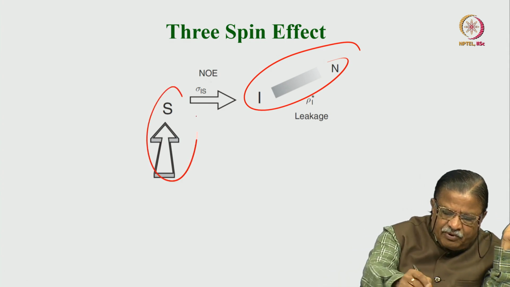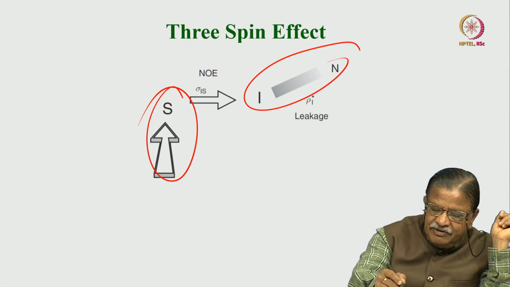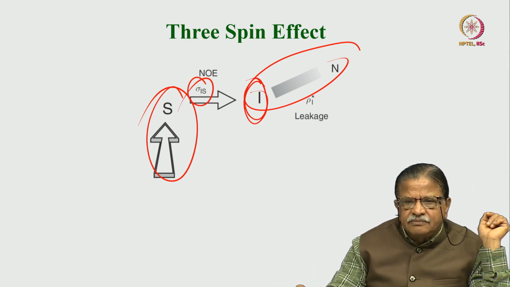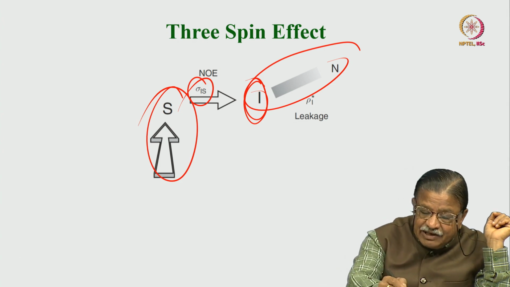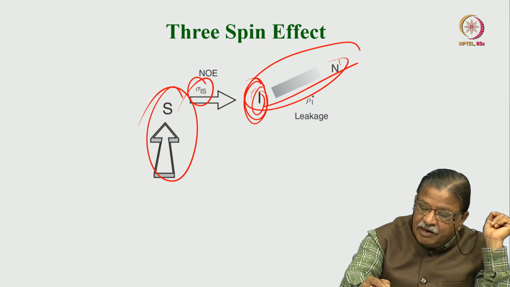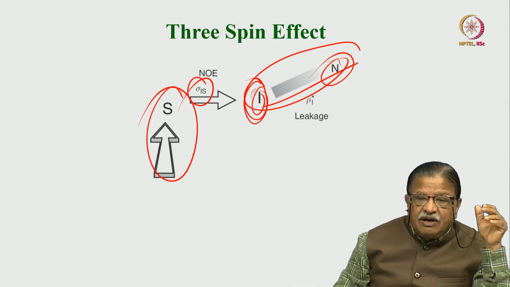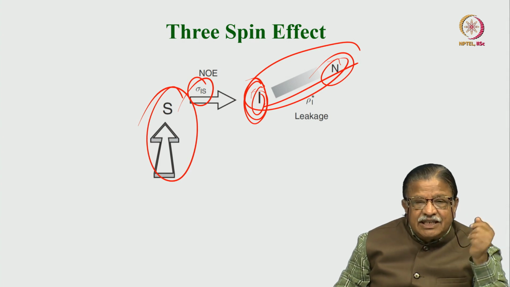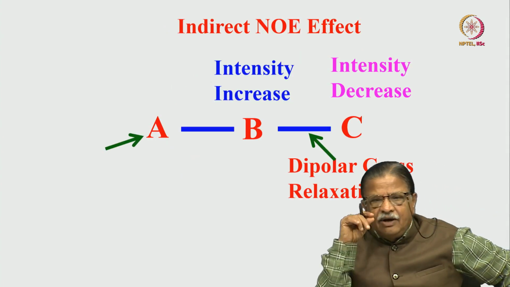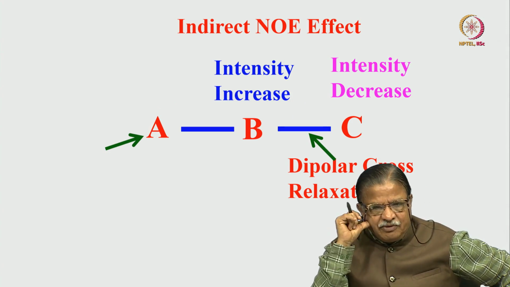I am irradiating proton S, let us say, and it is giving NOE because of cross correlation with the I spin. But there can be a leakage from this I spin. Instead of gaining magnetization, it may lose it by giving it to another spin next to it. This is called a leakage. This is a 3-spin effect. It can cause problems. For example, I will tell you how there could be indirect effects. A lot of indirect effects could be there.